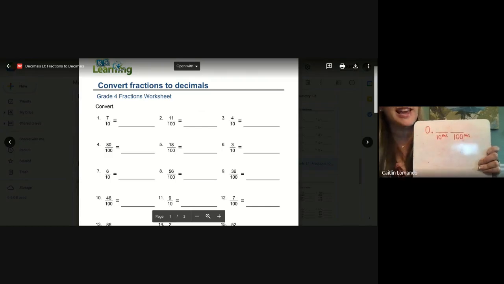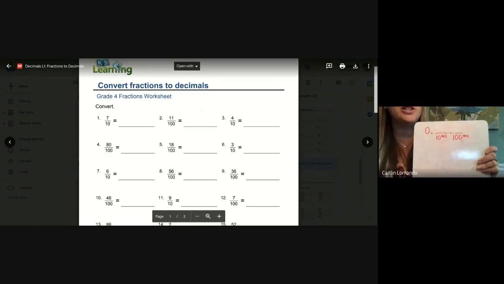Number 5 says 18/100ths. Let's pause and think about how to write that. For number 5, if you had 0.18, you are correct. That's how we write 18/100ths. Let's look at number 6.